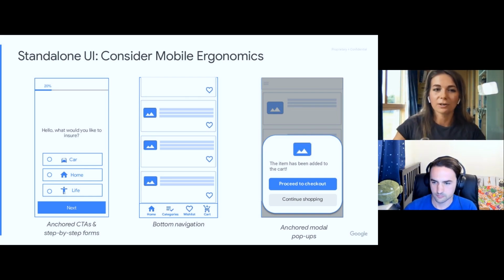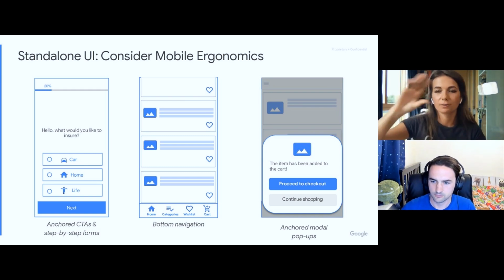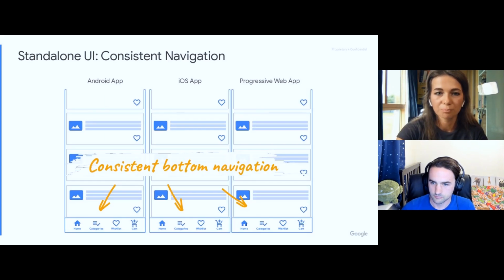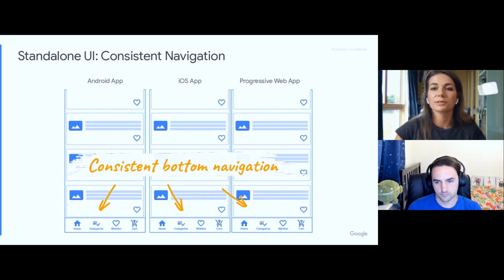You can anchor just the key calls to action to the bottom of the screen. Testing a bottom navigation in general is a good idea, or anchoring modal pop-ups at the bottom instead of the center of the screen. And if you are providing both progressive web apps and native apps to your users, just make sure they are consistent so that the user can easily switch and recognize the experience.